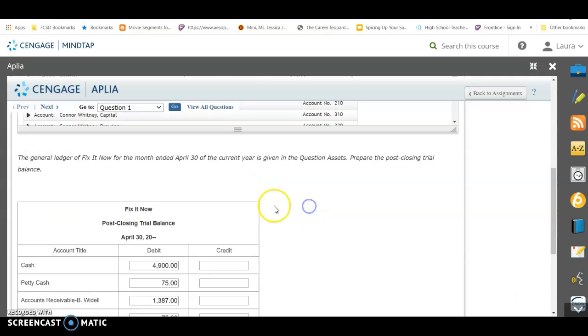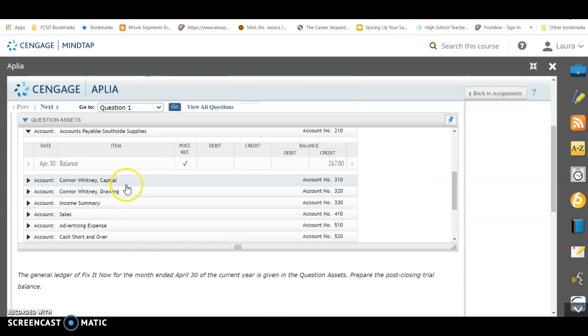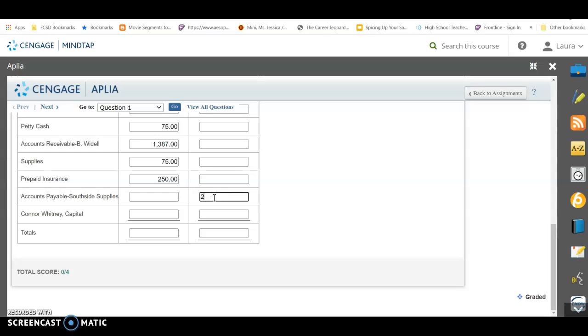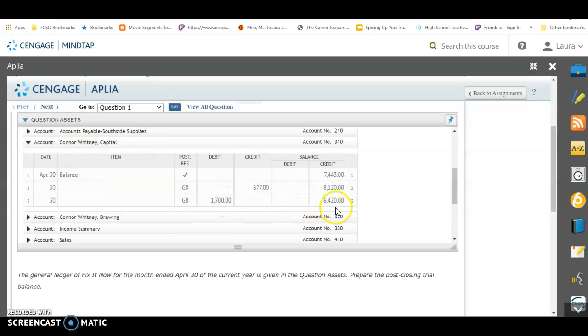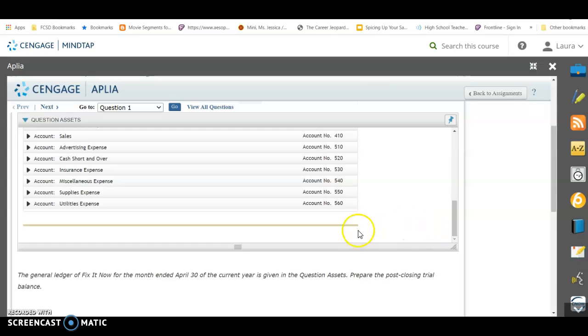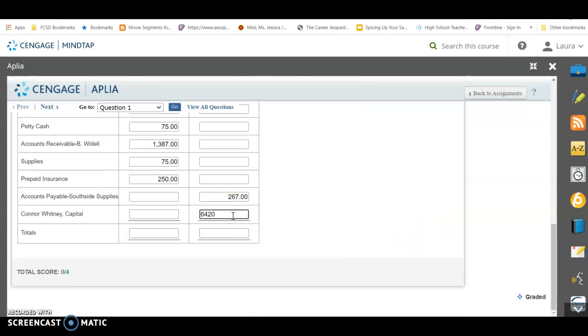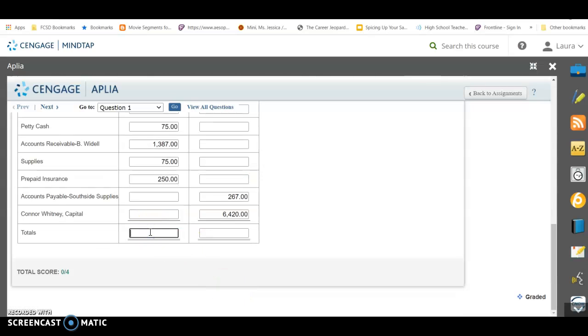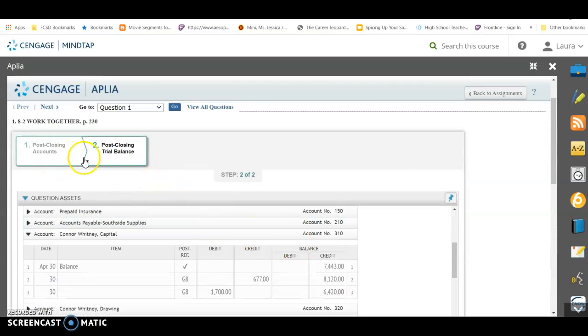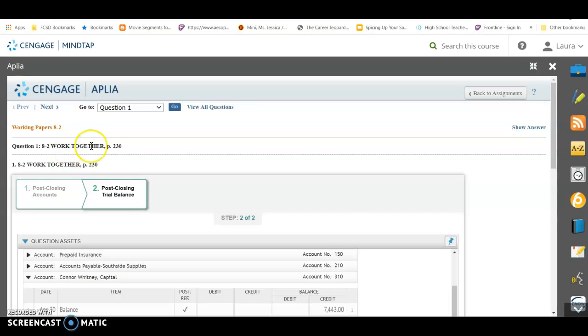Our liability, accounts payable, is $267 credit. And the last one is our capital account. Remember, look at the bottom one, so it's a $64.20 credit. And then the last step is to total those two columns together to make sure they are in balance. We add up all these debits, add up all these credits, and put the totals here. $66.87 should be your total for both columns. So that concludes our 8-2 work together. Go ahead and finish this problem and move on to the on your own problem.